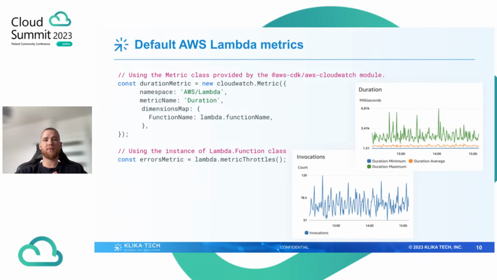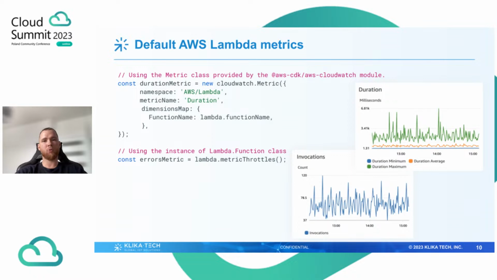AWS Lambda provides several default metrics, and I'm going to tell you the most common ones. The first metric is invocations. It is a metric that represents the number of times your Lambda function has been invoked in a given time period. This metric is essential for understanding the overall usage of your application. Moving on to the next important metric, we have the duration metric. Duration metric represents the amount of time it takes for your Lambda function to execute, including any initialization time.